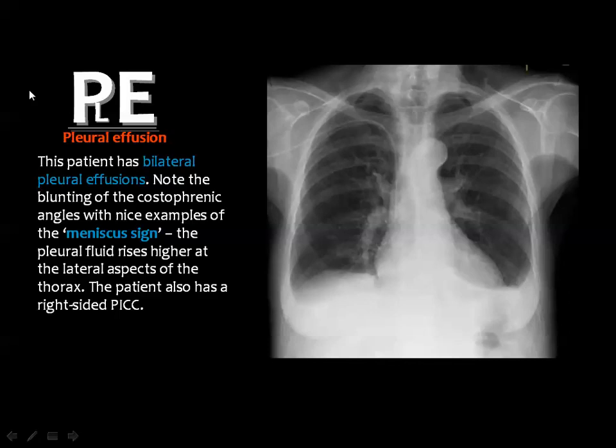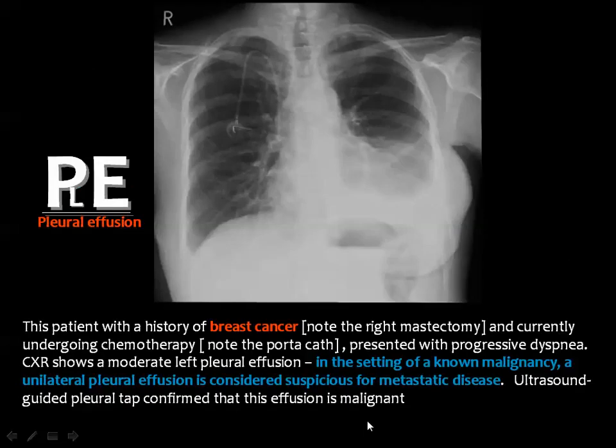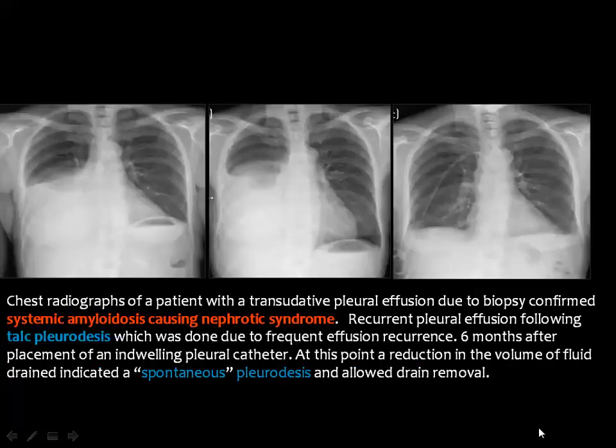You can see also the central venous line in an accurate position. This patient had breast cancer, and you can see evidence of right mastectomy. She developed pleural effusion, and she is receiving chemotherapy. Then clinically, it was suggested that this effusion should be malignant. Ultrasound-guided aspiration cytology confirmed that the effusion is malignant.